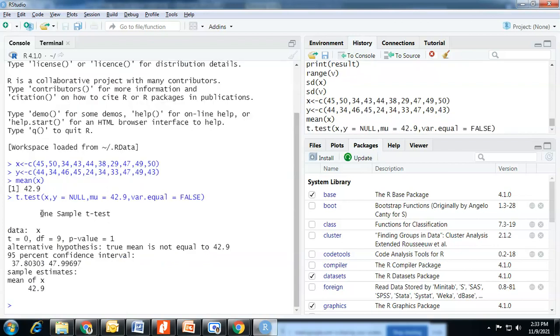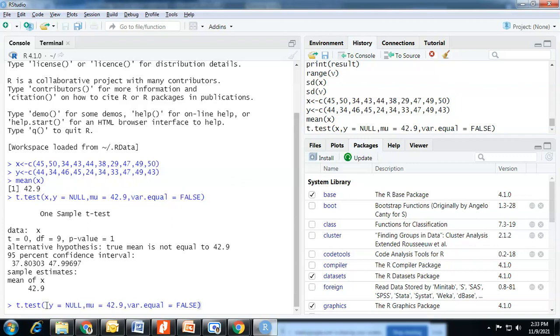Now it gives me the result like this. It is a one sample t-test, showing the data, t-value, degree of freedom, and p-value. Then it states the alternative hypothesis and the 95% confidence interval, which is between 37.80 and 47.99. And then this is the sample estimate of x. Similarly, we can perform this t-test for variable y.